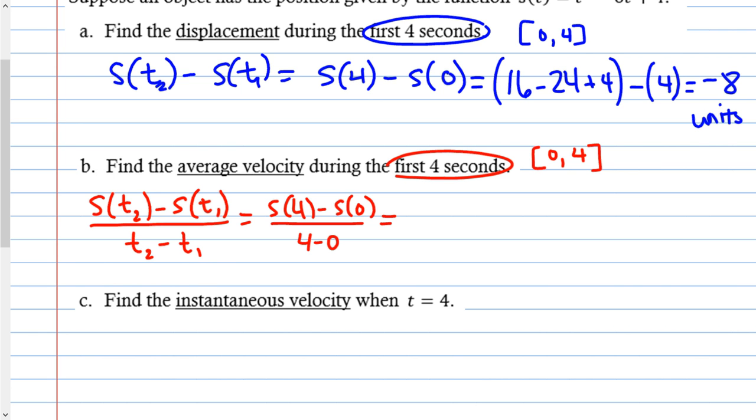The top, we already know what it is, right? This right here, because this is displacement. It was negative 8 units. I don't have any units here. I didn't write down any units. So the top is negative 8.